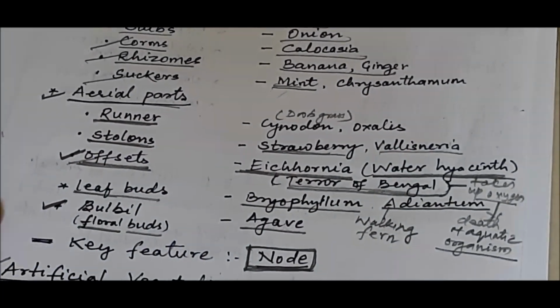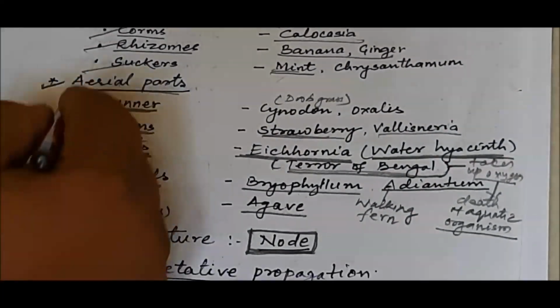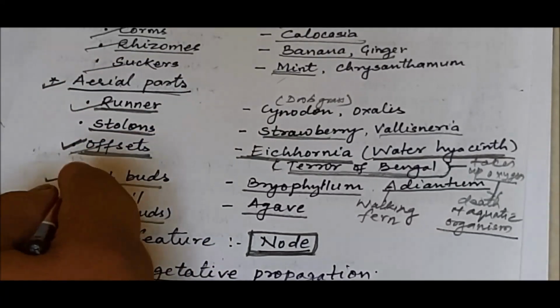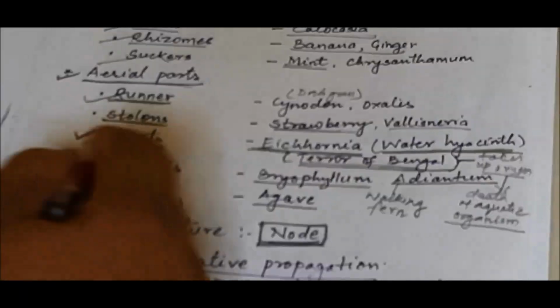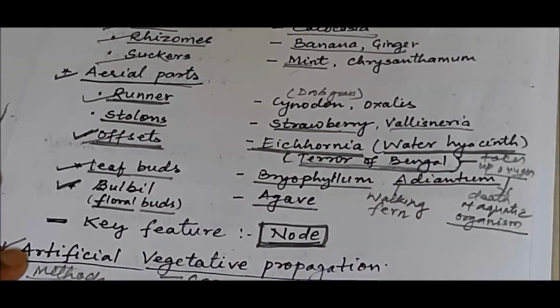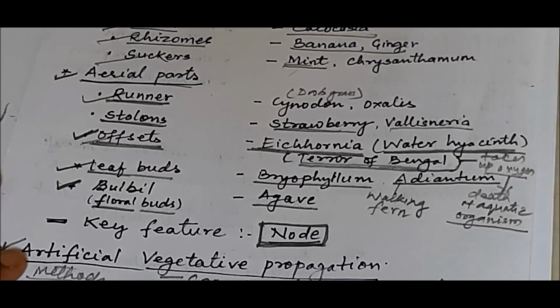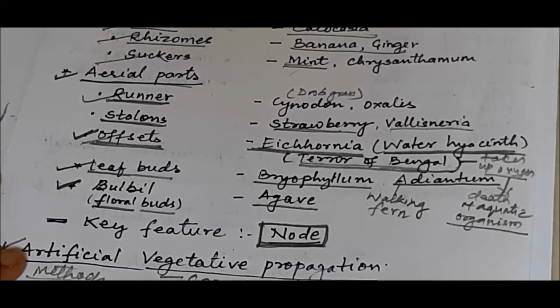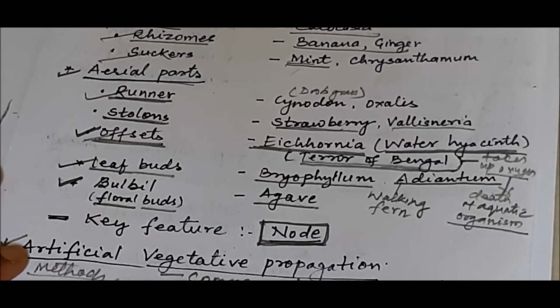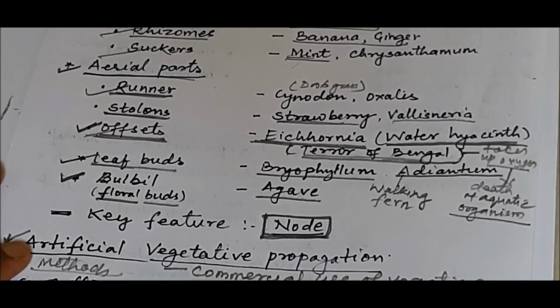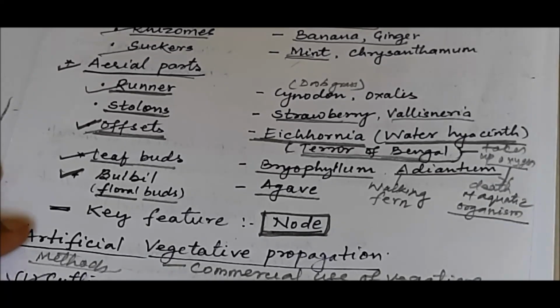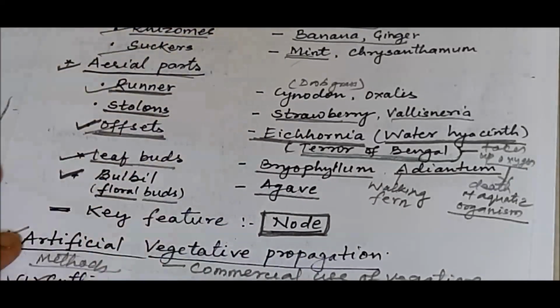Now, aerial vegetative propagules are runners, stolons, offsets, leaf buds, bulbils and all that. Runners in Cynodon, stolon in strawberry, offset in water hyacinth. Water hyacinth is the terror of Bengal, Eichhornia, because it takes up all the oxygen from the water and multiplies very fast and grows within no time. It covers the whole water body. Leaf bud is in Bryophyllum, and bulbil is very important: this is a floral bud in Agave. The key feature for vegetative propagation is the nodes.